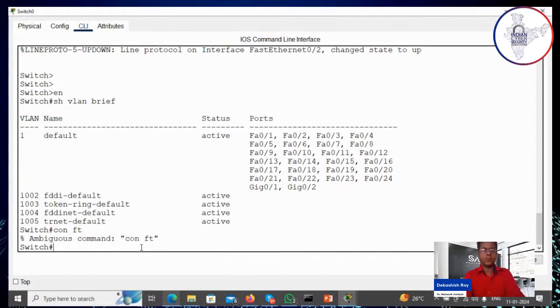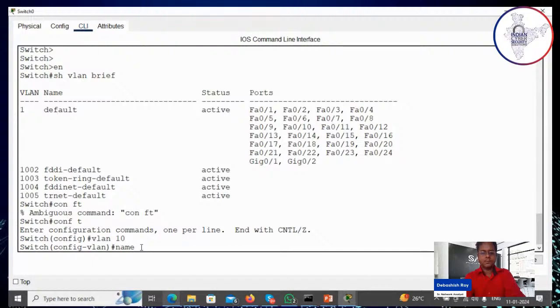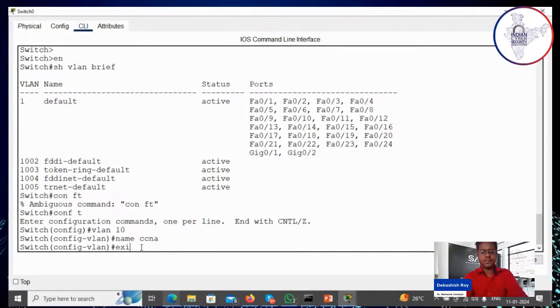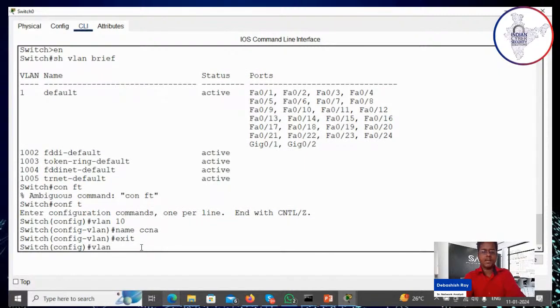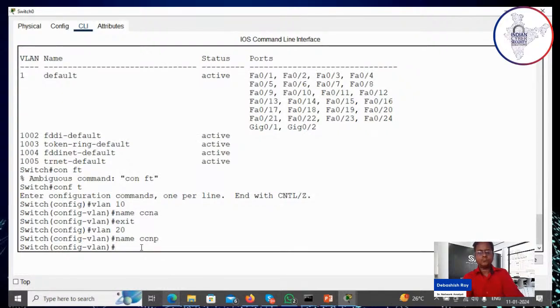So go to config mode and create VLAN 10, name, say you give a name, say CCNA, exit, and again VLAN 20, name, say CCNP. So we have created VLAN 10 and VLAN 20, but we haven't assigned the VLANs to any interface. So next we'll assign the VLANs to the interfaces.